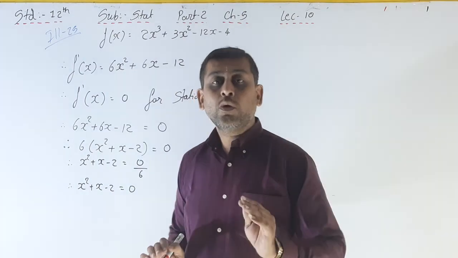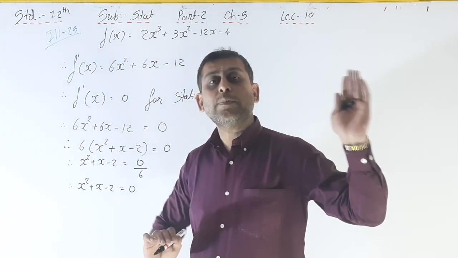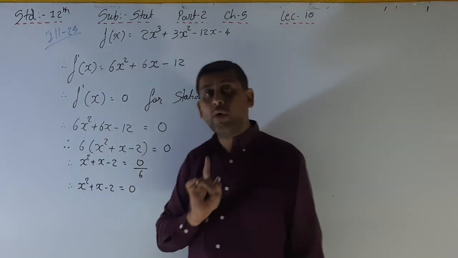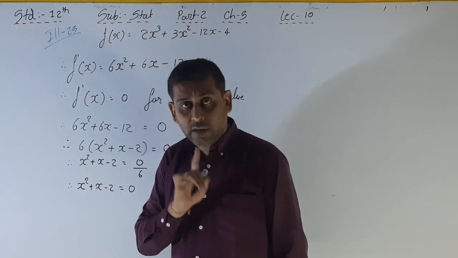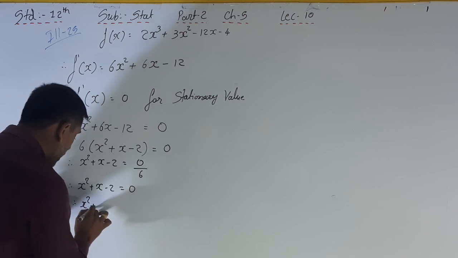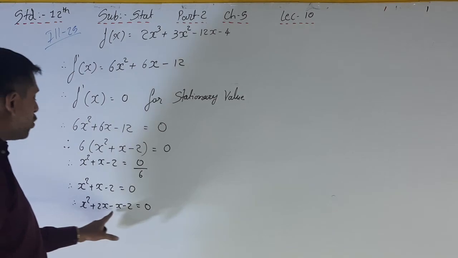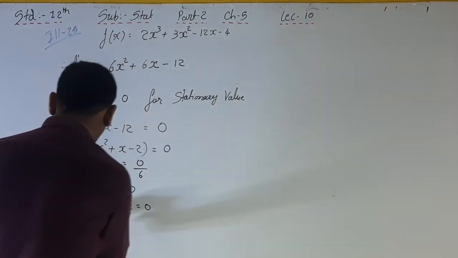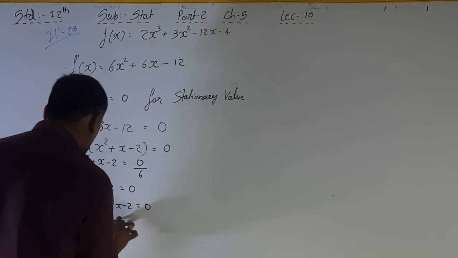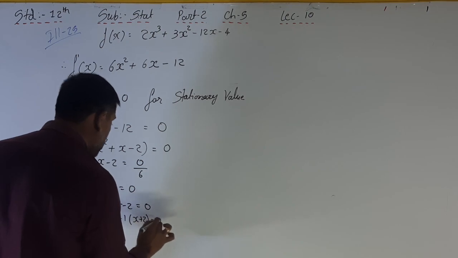Now we have to use factorization, which we already did in chapter number 4, that is in limit. 2 ones are 2, this is the factor, that's why here we write x square plus 2x minus x minus 2 is equal to 0. Here x is common, so x into x plus 2 minus 1 is common, so x plus 2 is equal to 0.